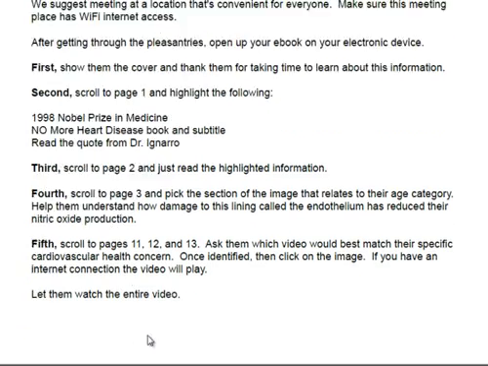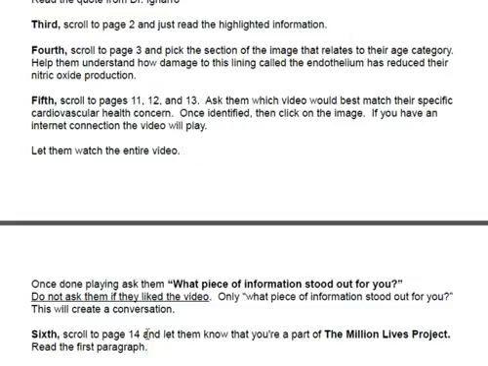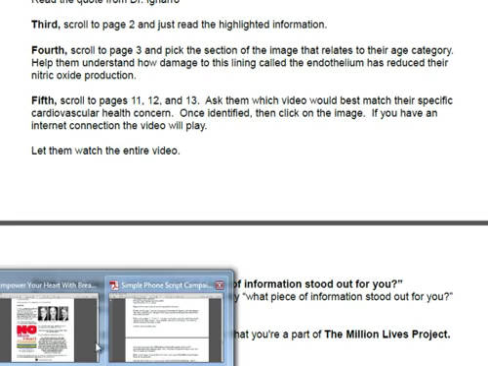Now, what's the third thing that you're going to do once you've done that? Because again, this is a narrative that you're doing with this person. As I'm showing you today, we're breaking it up into stages, but this is a narrative. So the third thing is you're going to scroll to page 2, and you're just going to read the highlighted information. Let me show you what that looks like.